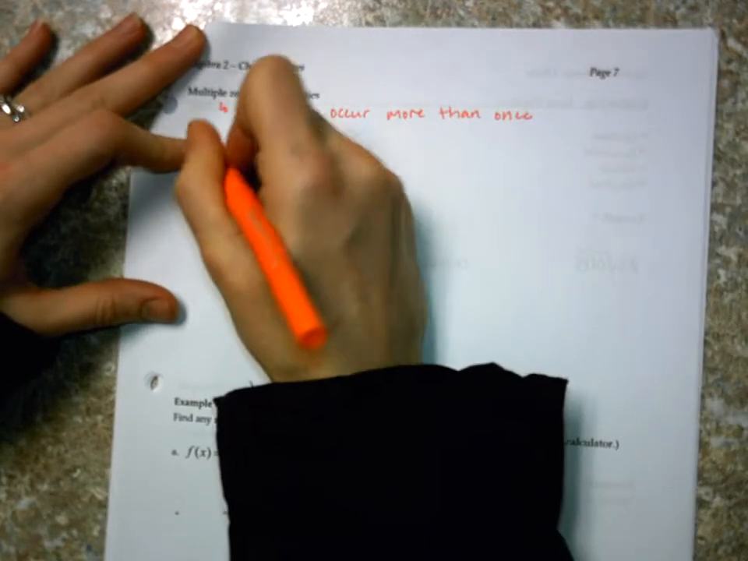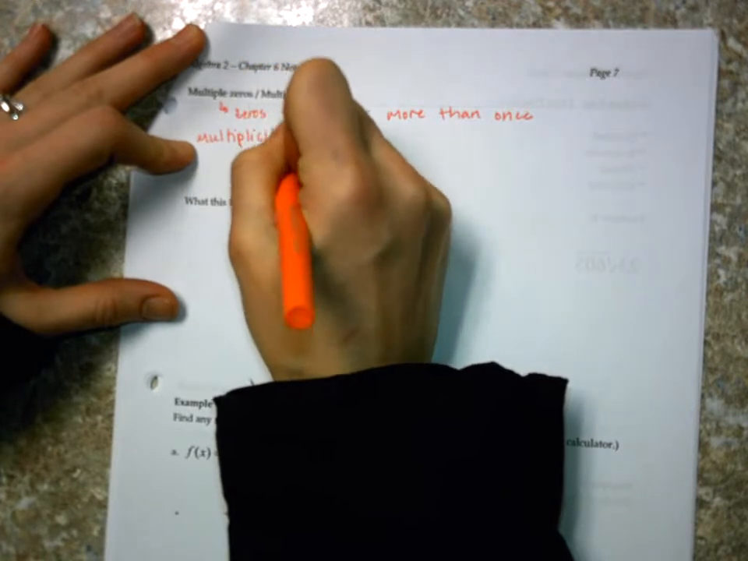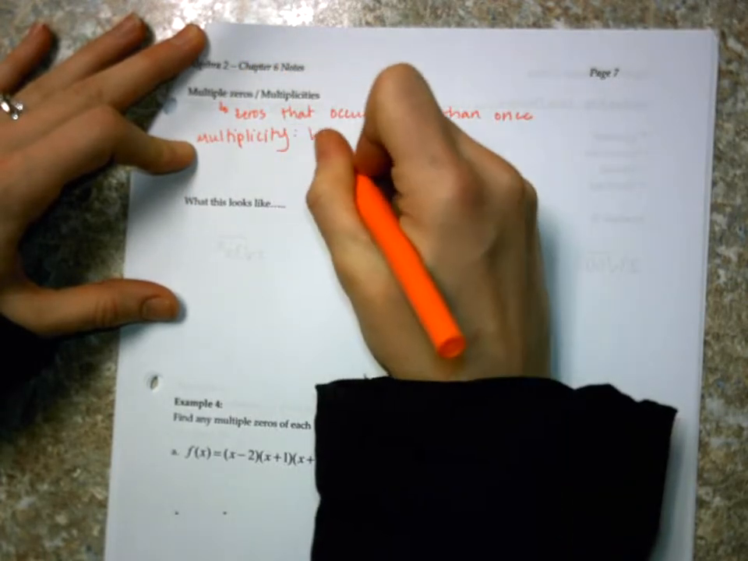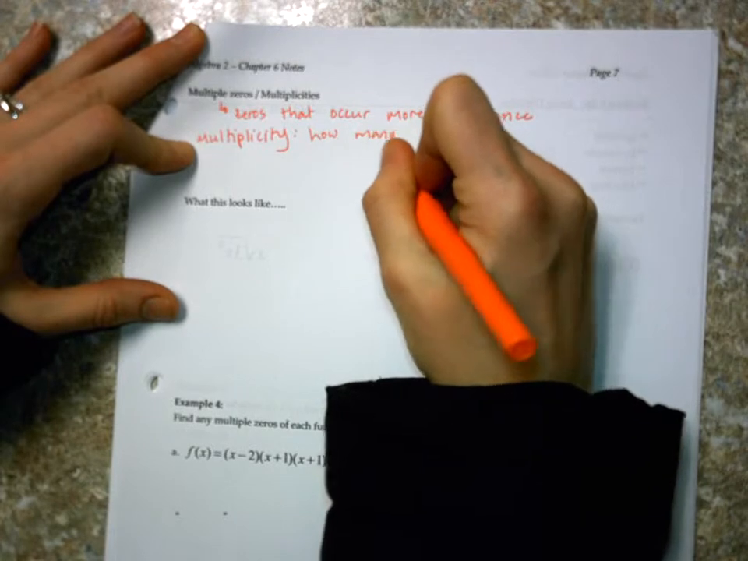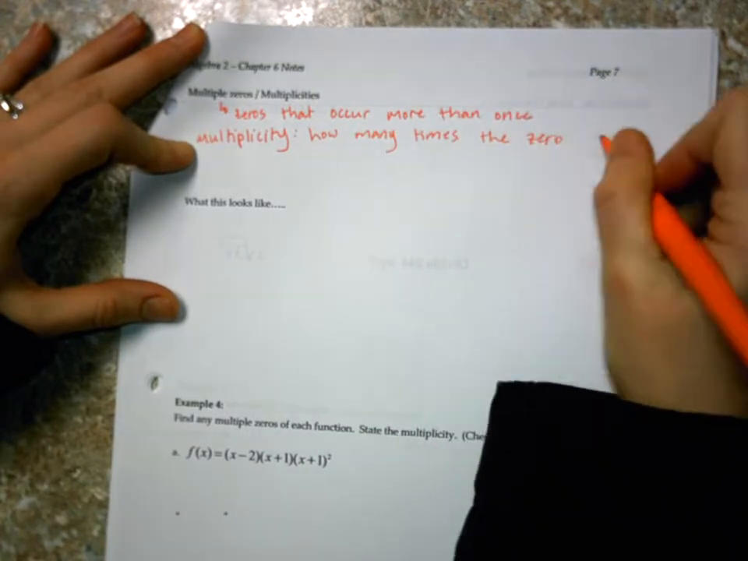What is the multiplicity then? The multiplicity is just how many times it occurs. So multiplicity: how many times the zero occurs.